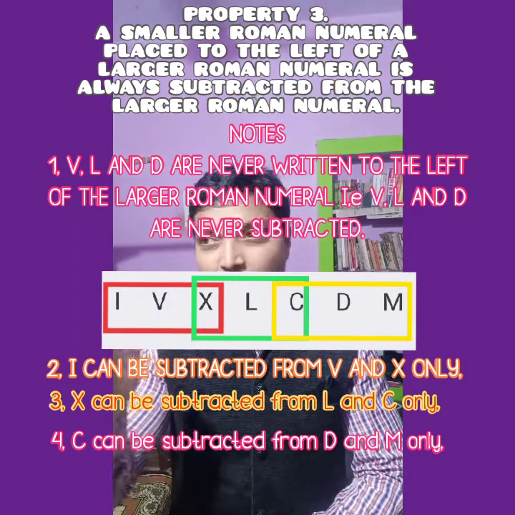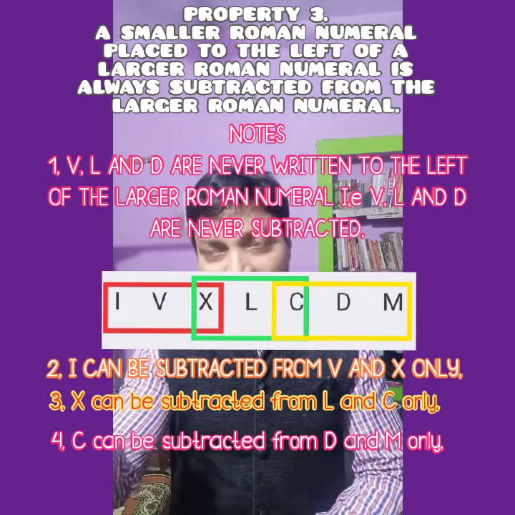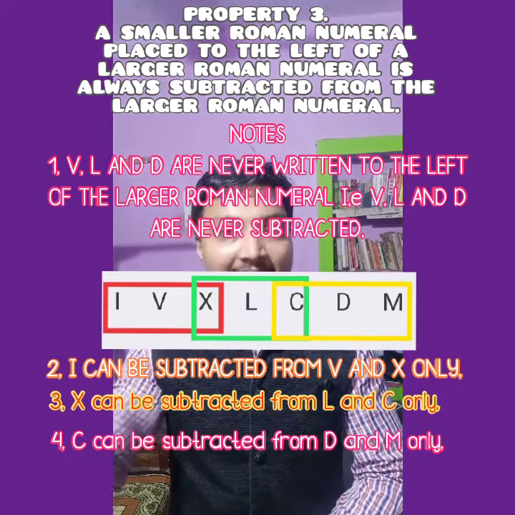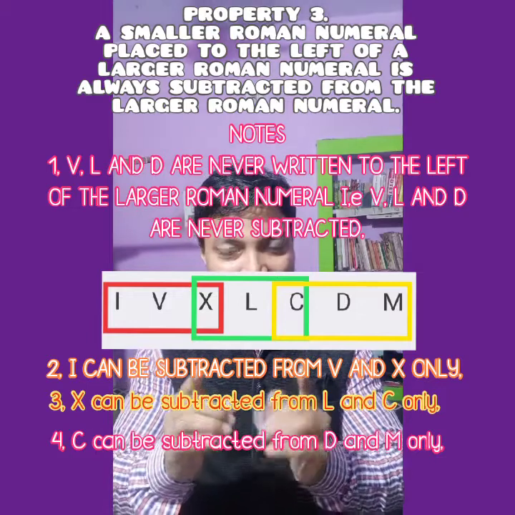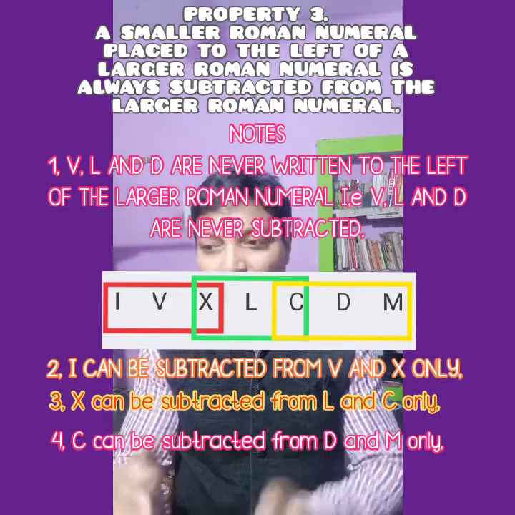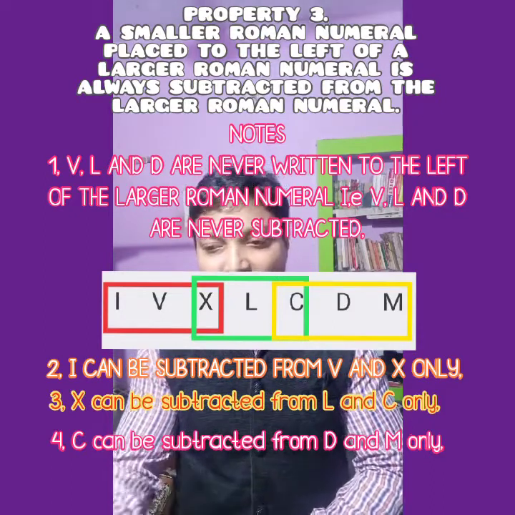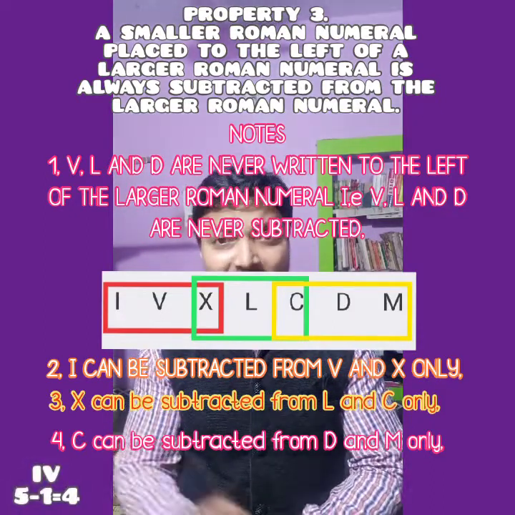I can be subtracted from V and X, X can be subtracted from L and C, and C can be subtracted from D and M. Is it okay to everyone? Everyone perfectly understood or not understood? So now we will discuss a few of the numbers. So here is one Roman numeral, IV.